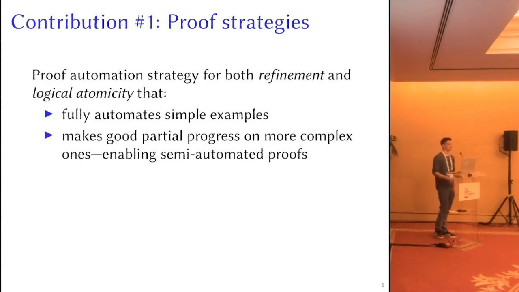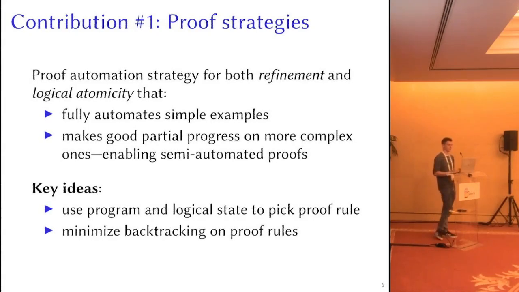And this is nice since it allows a semi-automated style of proof. So you call the automation, it does some steps for you, it gets stuck for some reason, then you do some manual steps and then call the automation again. And the key idea that allows this is that our proof automation strategy can use both the program under consideration and the logical state to determine the proof rule. And the second key part of these strategies is that they really minimize the amount of backtracking they do on proof rules. So this helps us with efficiency, of course, since the search space is smaller.